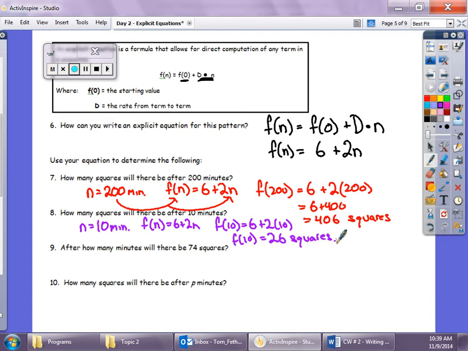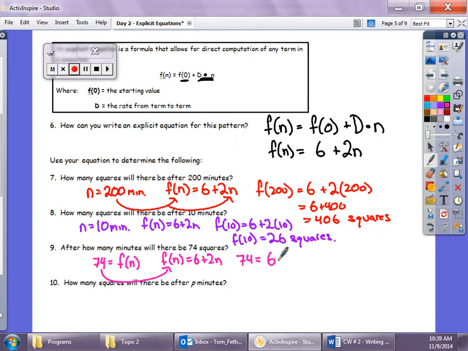Then it says, how many minutes will there be 74 squares? Well, now it gives us our answer. So it gives us f of n. So what we know here is that we're trying to figure out what n is. So we know that we have 74 is equal to f of n, because that's how many squares we have. So if we have our equation, I'm just going to plug in 74 for f of n. So now I get 74 equals 6 plus 2n.